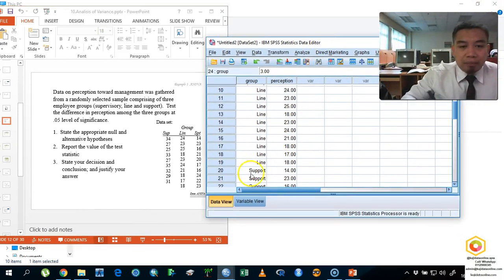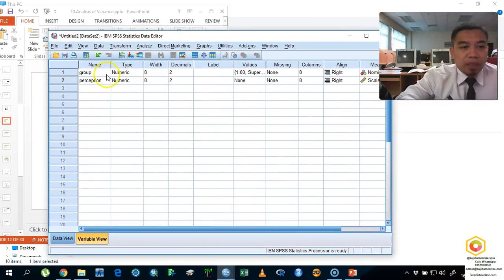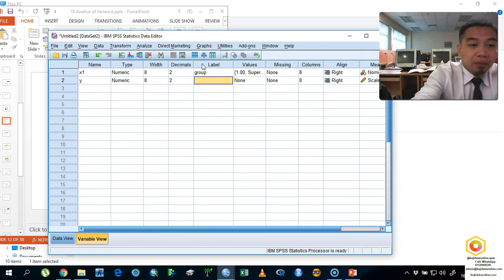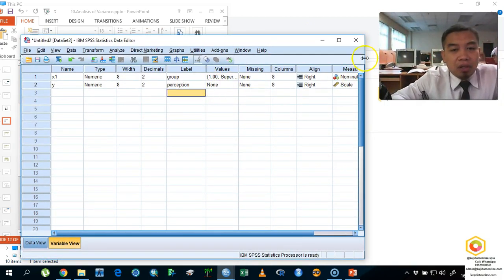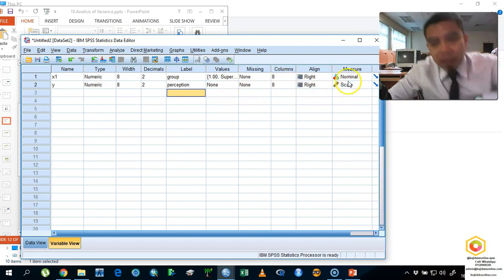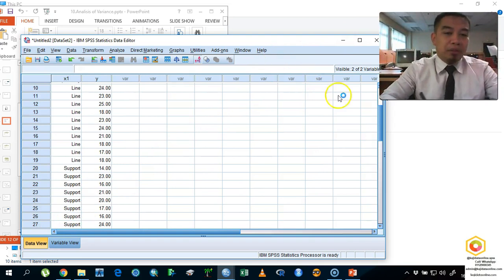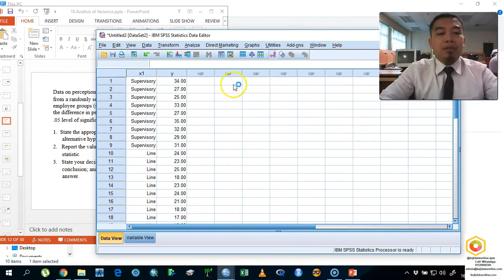Okay. So the first step that you need to do is setting up the variables as indicated inside the notes. So the first one, I'm going to set the group and then perception. Or you can do it like this, X1 and Y. X1 is your group, and Y is your perception. It's either one, it's all up to you. So we have here X1 as group, which is nominal data because this is a nominal scale. And the next one is Y as the perception, which is a numeric scale. Okay, so far so good. So we assume that the data is normally distributed and also collected from random samples. So now we are going to run the analysis.